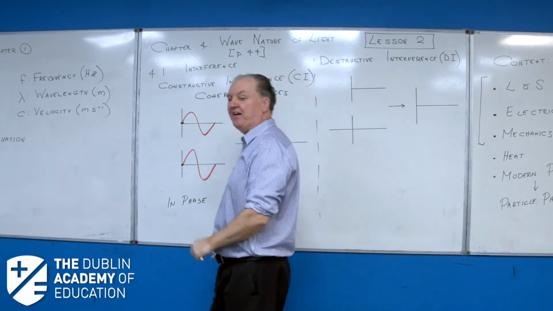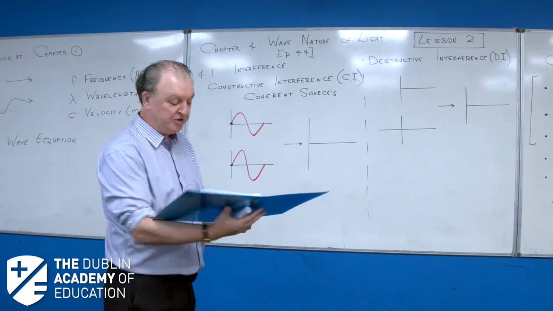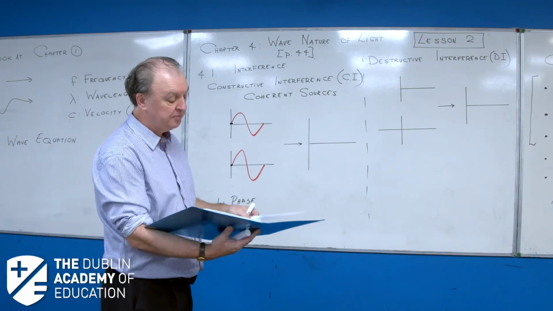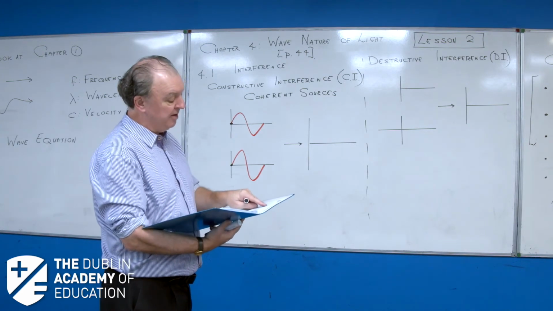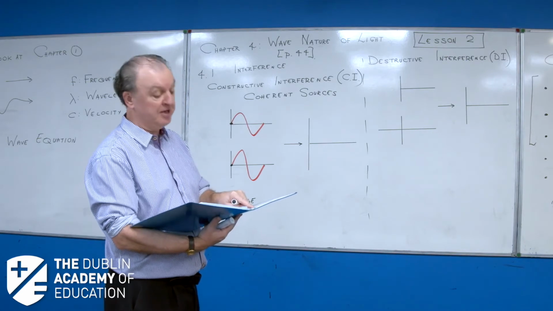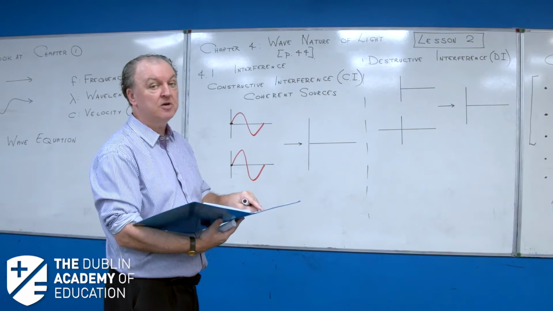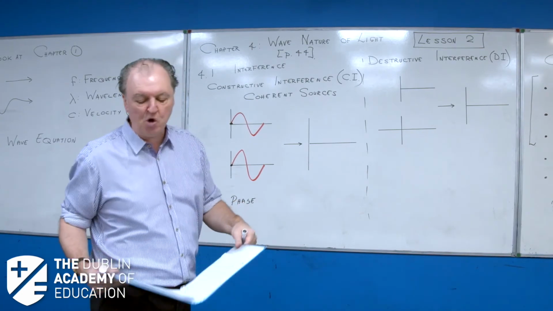That's quite an important definition actually that they like asking. That definition is on page 45 in your notes. So it says, coherent sources give rise to waves of the same frequency and amplitude which are emitted in phase or step. That's your definition of coherent sources.